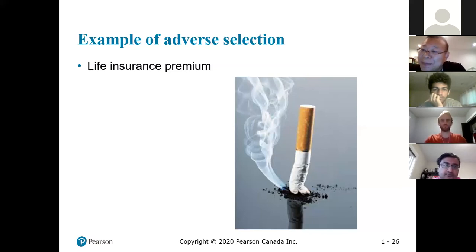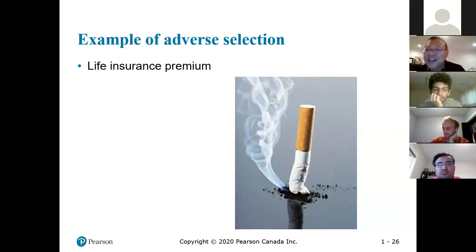So then who is going to end up using the insurance company? Those people who are not healthy, right? They think, even if you charge a high premium because I have a poor health situation, it's still worthwhile for me to buy your insurance. So in this situation, only those people with poor health are adversely selected in the market. They are the only people who will buy this life insurance premium, right? So this is the life insurance.